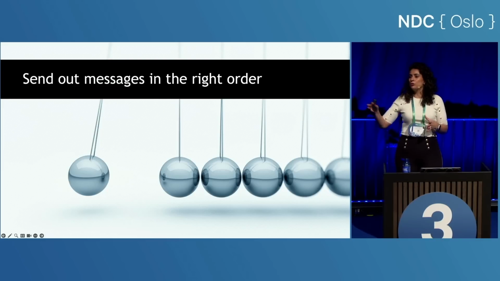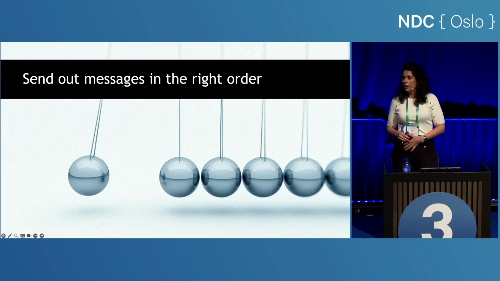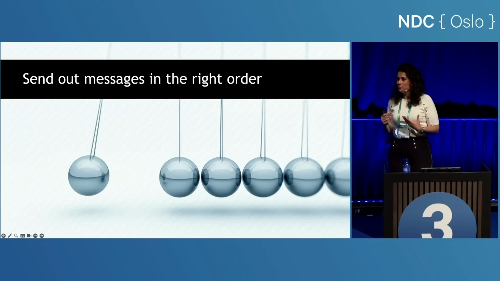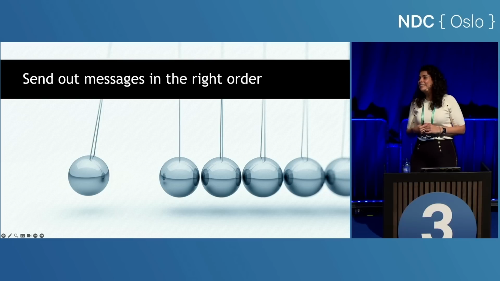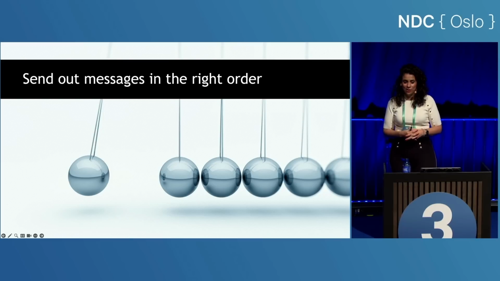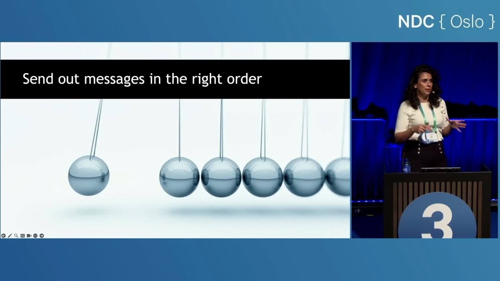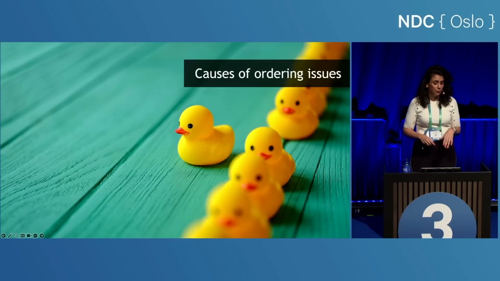Now, the thing is that we could try to make this ordered, right, by sending out the messages in the order that we expect them to be processed. And this will work, actually, probably 97% of the time or so. But then there's the 3%, and then the system is on its head, right? Because there are many reasons that could cause your messages to arrive out of order.